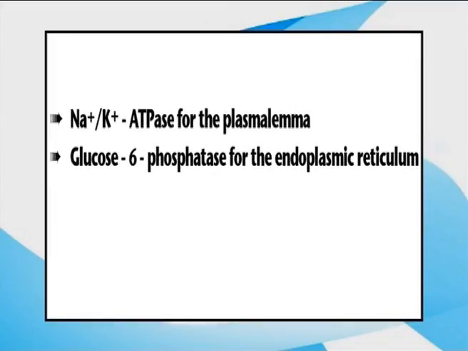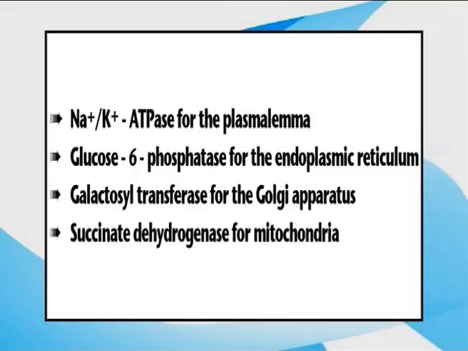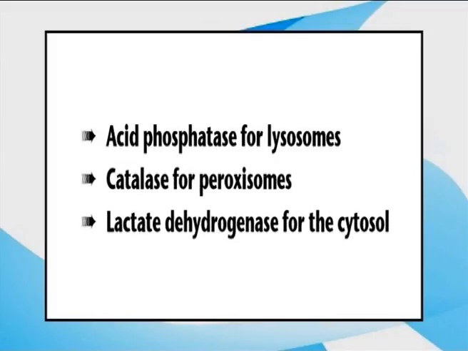Routinely used enzymes as subcellular markers are the sodium-potassium ATPase for plasma membrane, glucose 6-phosphatase for the endoplasmic reticulum, galactosyl transferase for the Golgi apparatus, succinate dehydrogenase for mitochondria, acid phosphatase for lysosomes, catalase for peroxisomes, and lactate dehydrogenase for the cytosol.